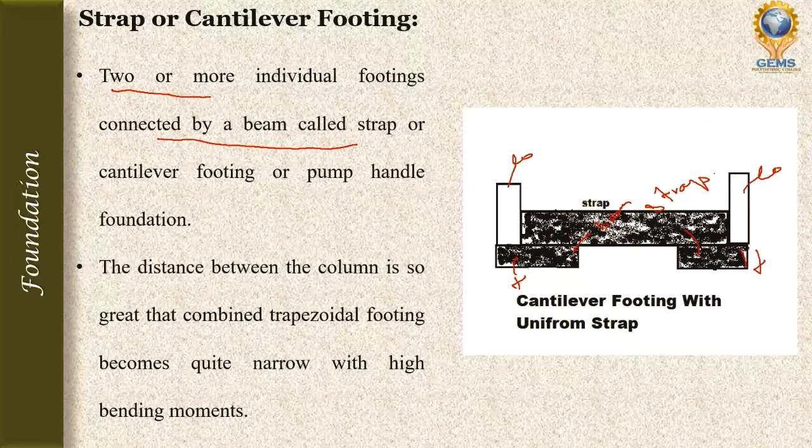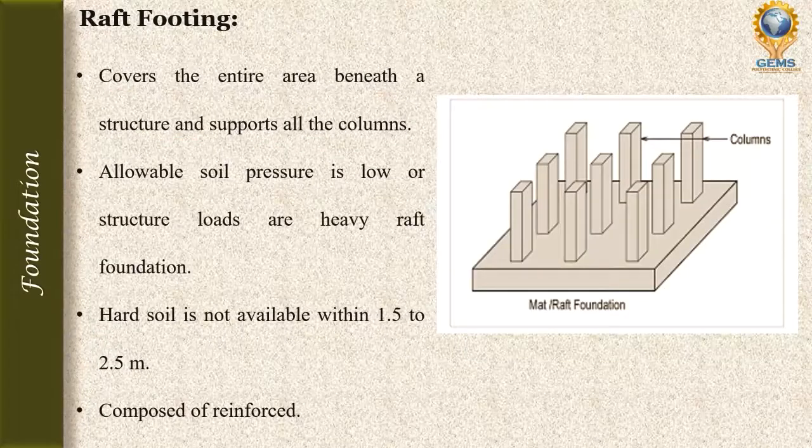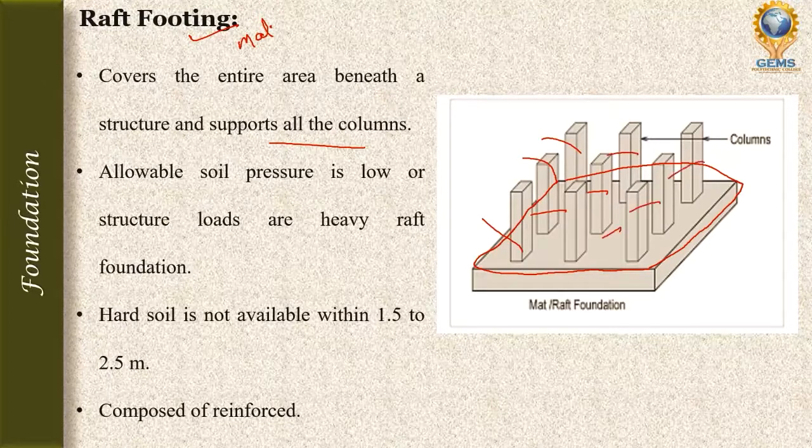And the last, raft footing or mat footing. This raft or mat footing is a combined footing and it covers the entire area beneath the structure and supports all the columns. See here, this is the entire area. We have the raft or mat. From the raft or mat, we have the column structures. So these columns are supported by the raft or mat.